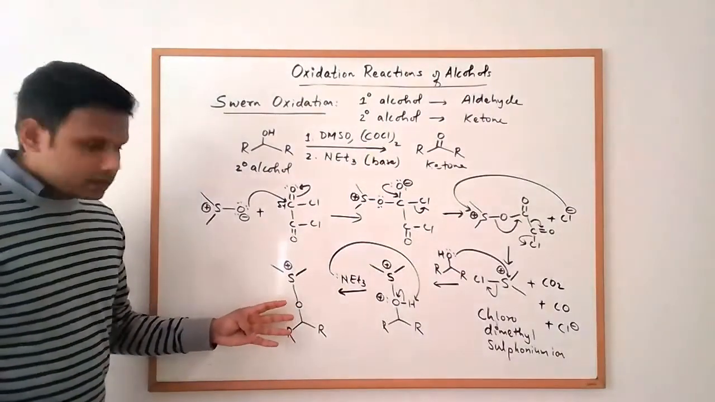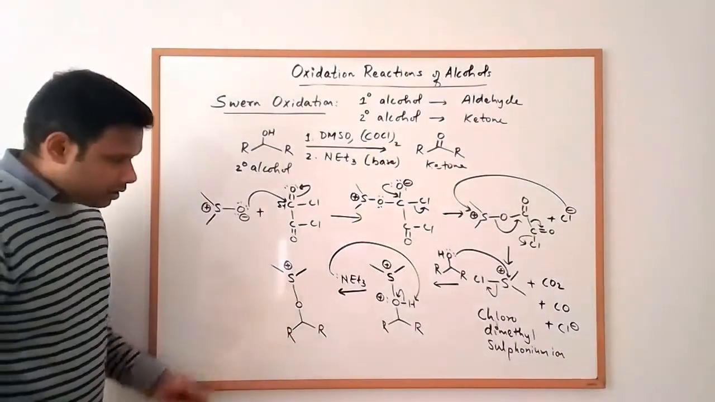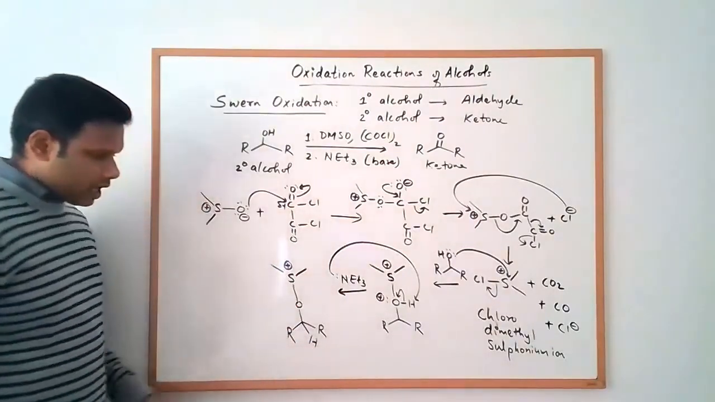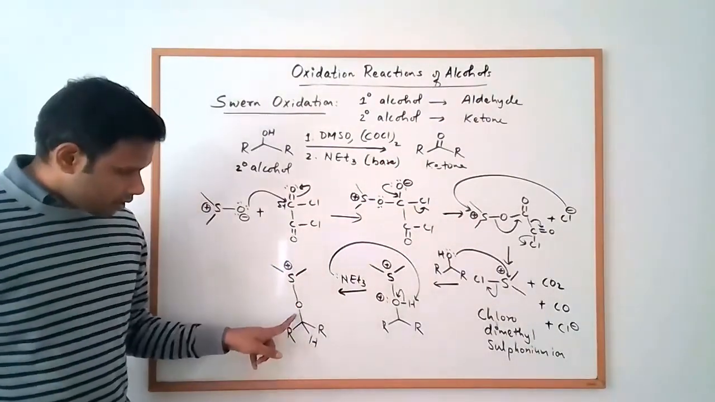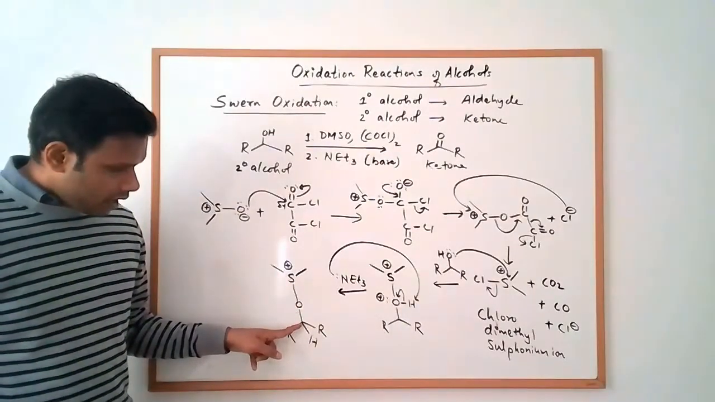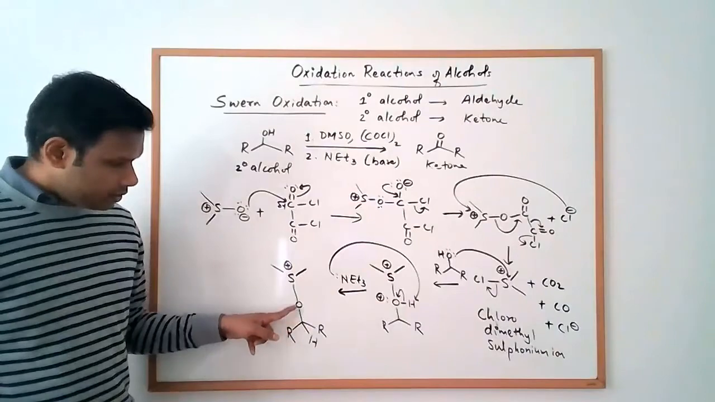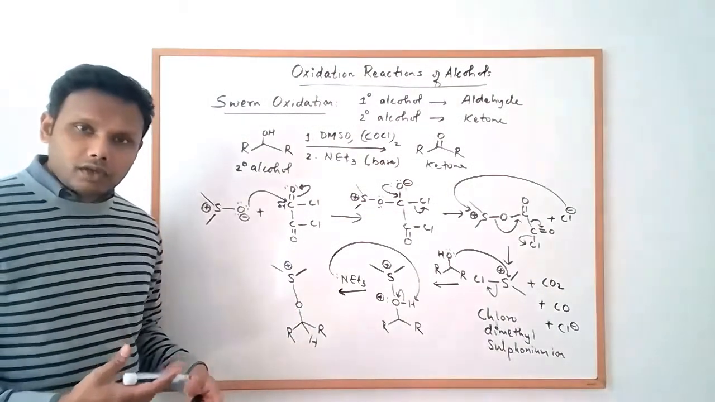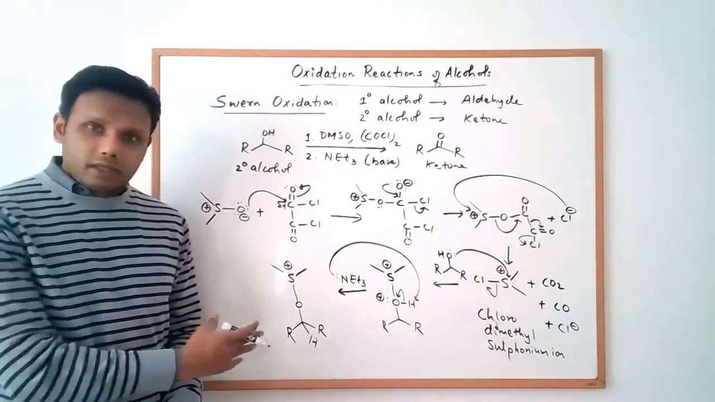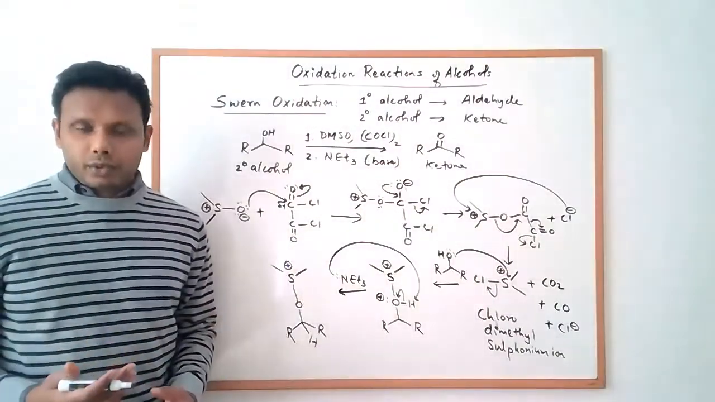Now, if we notice, now we are really close to making the ketone product, because all we have to do is we have to remove this alpha hydrogen and put a double bond between the alpha carbon, or the carbon here, and the oxygen to give us the carbon oxygen double bond. Okay, so we are really close to the end product here.